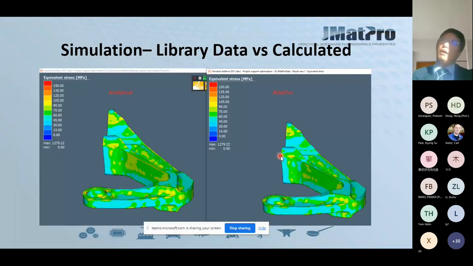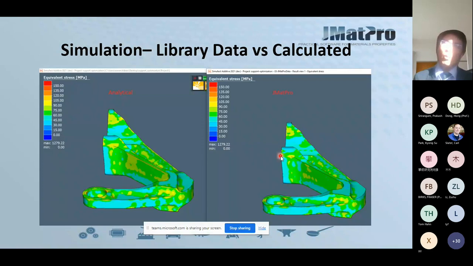The purpose of this study is in fact a benchmark, and they want to study whether they can use calculated material data, including creep data, to replace their experimental data or their library data. Because for 6-4, as you know, it is the workhorse of titanium alloys, the most popular one, and there are lots of material data available on all aspects. If you want to do this kind of simulation for other alloys, you may not be that lucky, because you may only have limited or no data at all for those alloys.